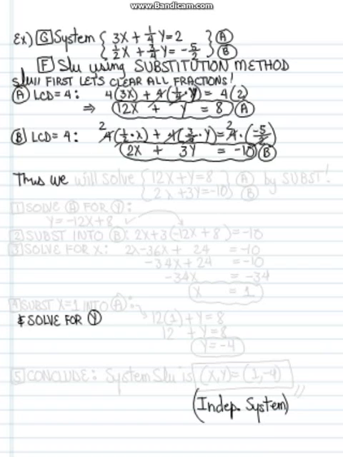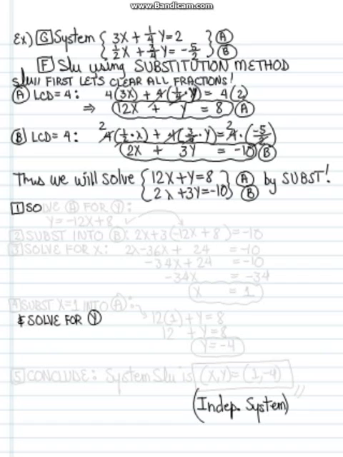Thus, we will solve our new version of the system, which is 12x plus y equals 8 for equation A, 2x plus 3y equals negative 10 for equation B, and we will solve the system by substitution. Now, doesn't that look a lot better? See, you could keep the fractions if you're cool with them, but I just say, heck, just get rid of them.